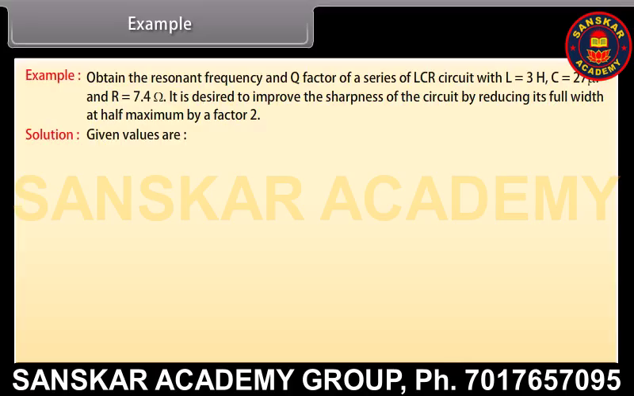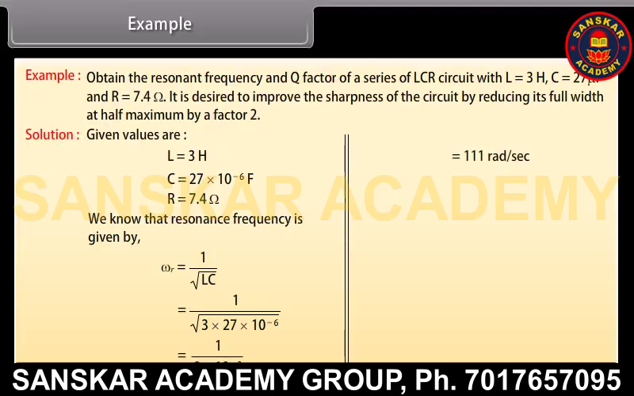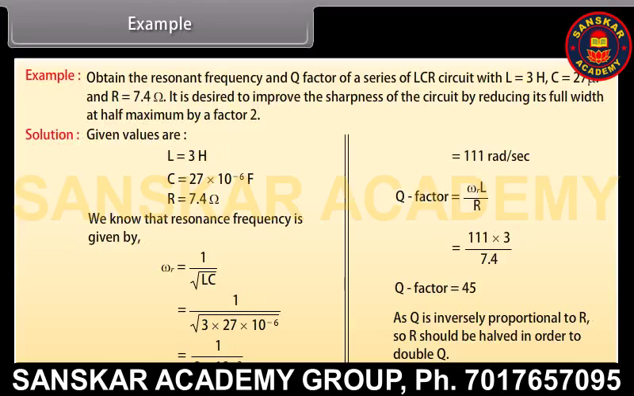Given values are L is equal to 3 Henry, C is equal to 27 into 10 raised to the power minus 6 farad, R is equal to 7.4 ohm. We know that resonance frequency is given by 1 upon under root LC. Now, putting the values, we get resonance frequency equal to 111 radian per second. Q factor is equal to omega naught L upon R. Now, putting the values, we get Q factor equal to 45. As Q is inversely proportional to R, R should be halved in order to double Q.